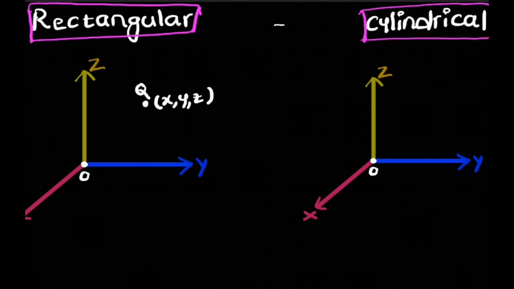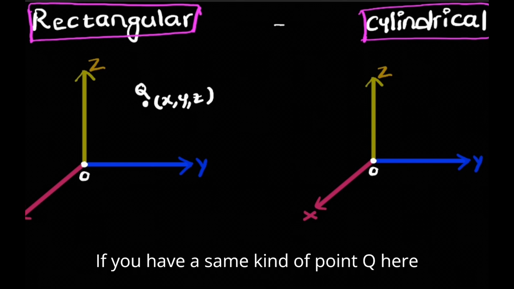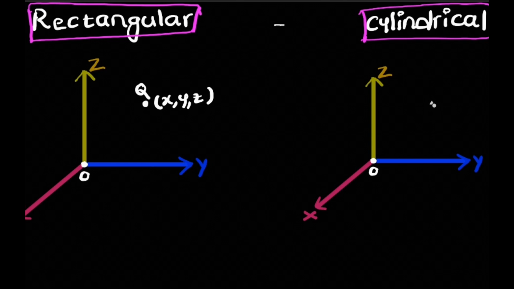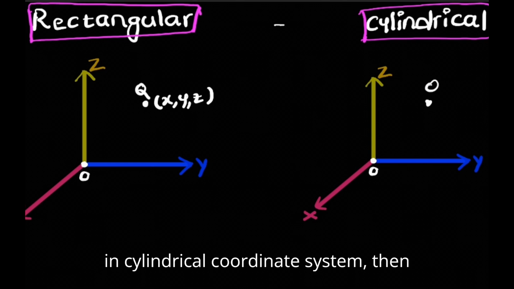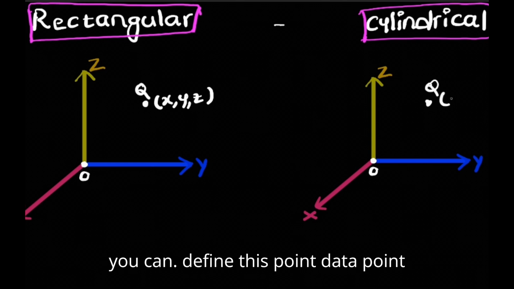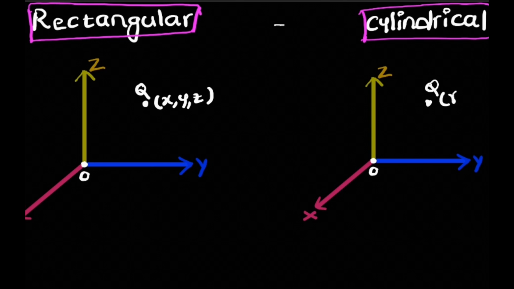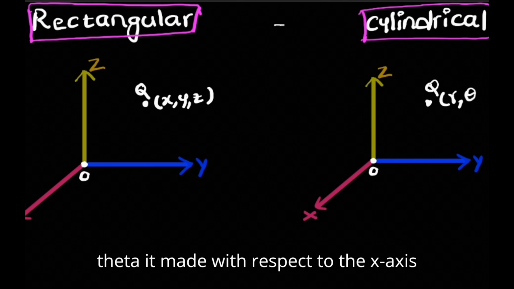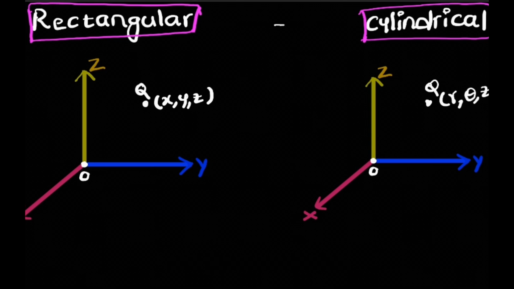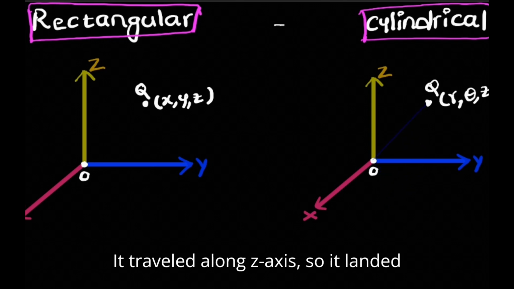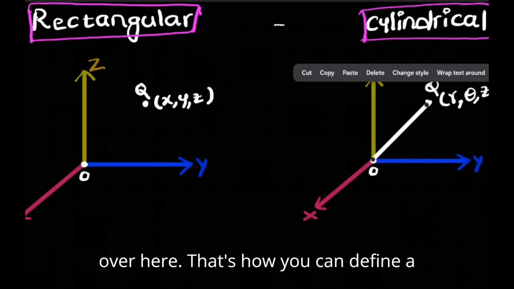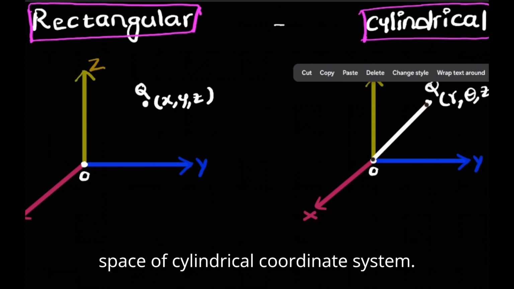And what are cylindrical coordinates? If you have the same kind of point Q in the cylindrical coordinate system, then you can define this point by its distance from the origin, the angle theta it made with respect to the x-axis, and the z coordinate. Then it traveled along the z-axis, so it landed over here. That's how you can define a data point Q in this three-dimensional space of the cylindrical coordinate system.